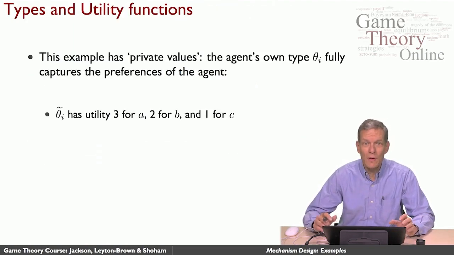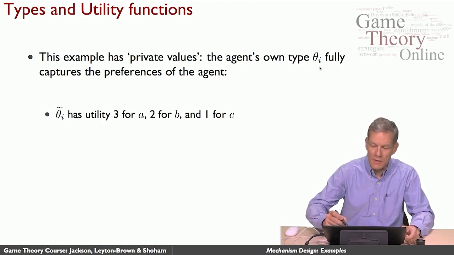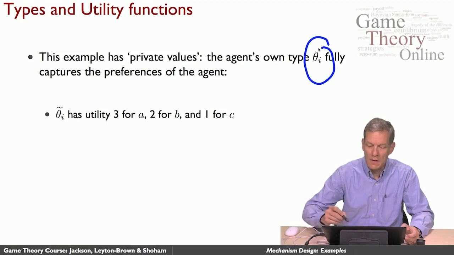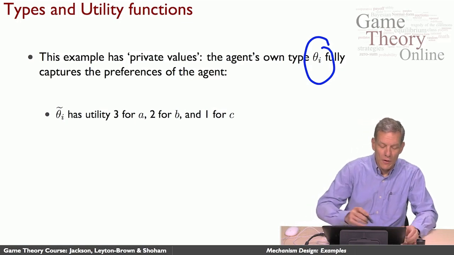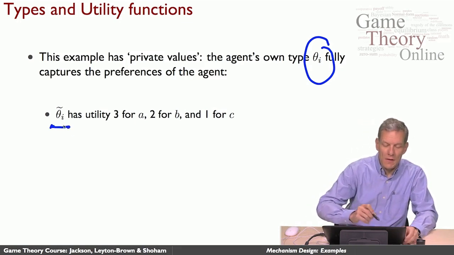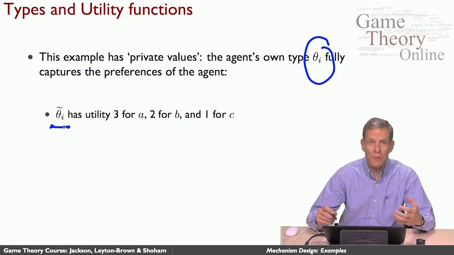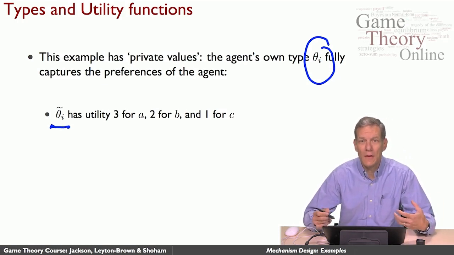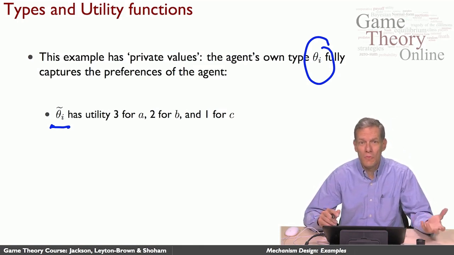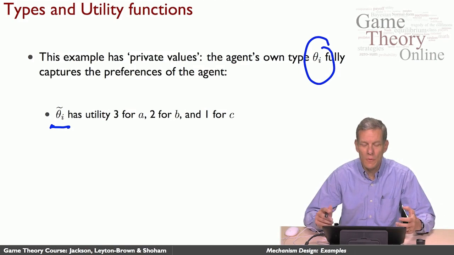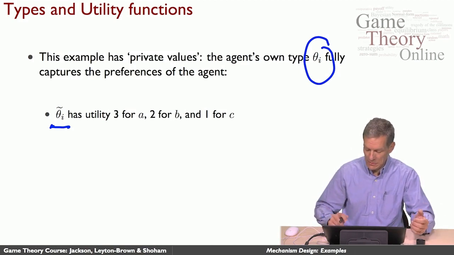In this example, what we're going to be looking at is one where there's private values. So the people involved have preferences where they know their own preferences. So the types that we looked at before, these theta i's, fully capture all of the preferences of the agent. So for instance, there might be some type of a particular agent, say theta tilde, which is one who likes candidate A the best, B second, and C third. And in this case, we'll keep things simple. 3 units of utility for A, 2 for B, and 1 for C. So that would be one possible utility.